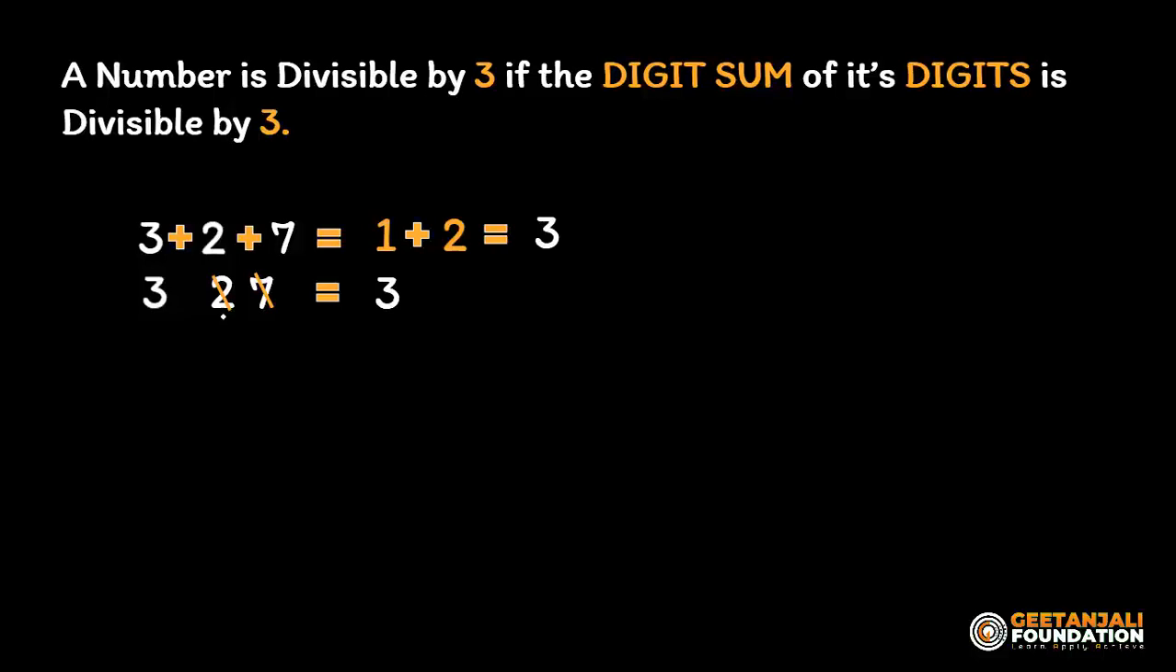So to find its divisibility by 3, we divide it by 3. When we divide 3 by 3, it is completely divisible. So the number 327 is also divisible by 3. This is the way we test divisibility by 3.